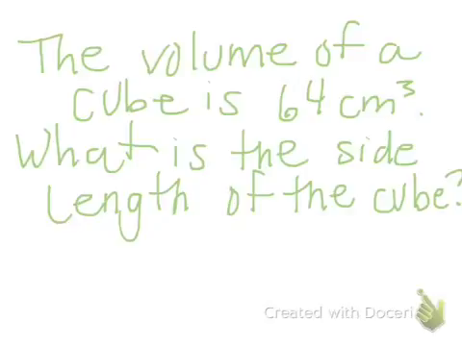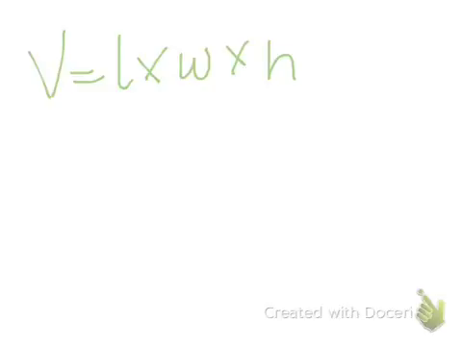Now, let's look at an example where we have to use cubes. It says the volume of a cube is 64 centimeters cubed. What is the side length of the cube? Again, I'm talking about a cube, which has 3 dimensions. So it has a length, a width, and a height. So to find the volume of a cube, I take that length, I take that width, and I take the height, and I multiply them by each other.